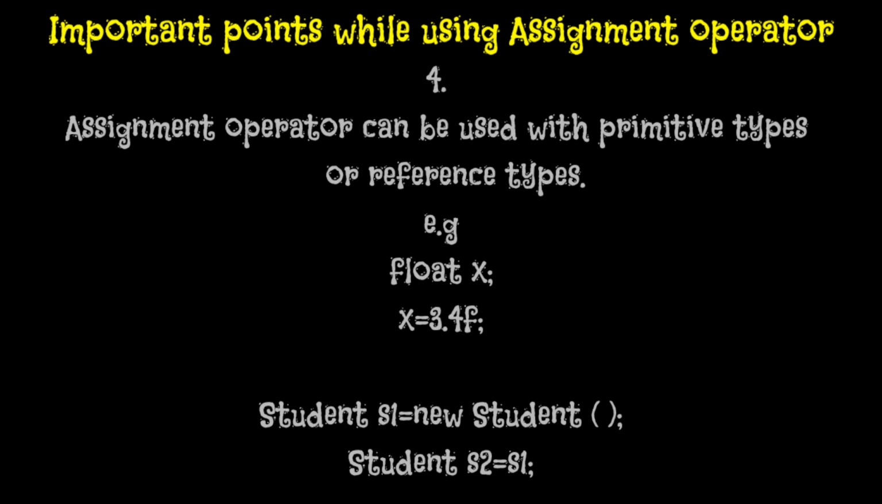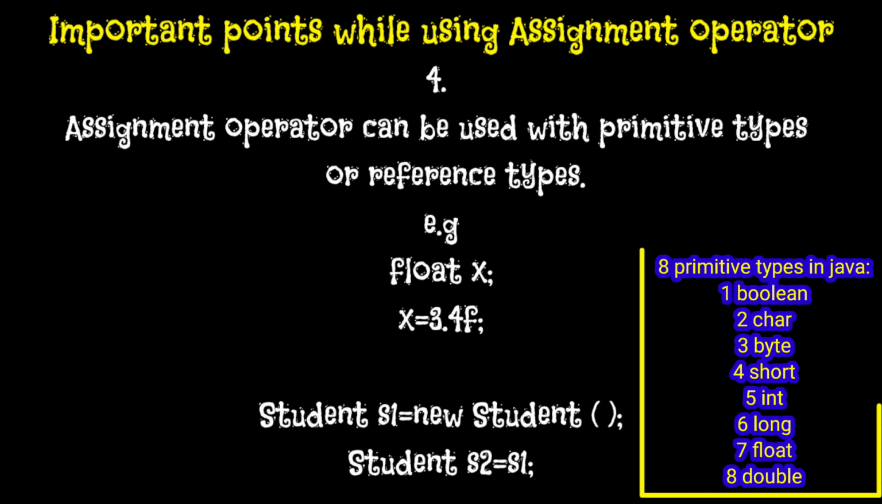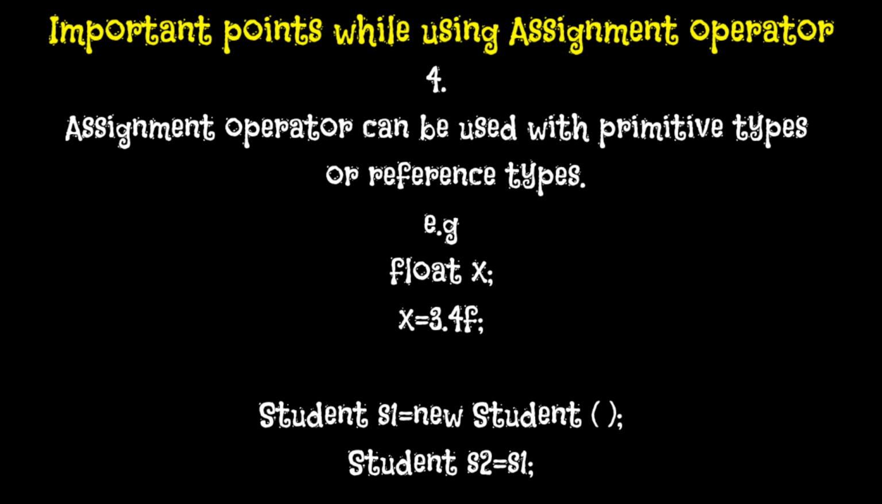Next we have the fourth point, the assignment operator can be used with primitive types or reference types. Yes, we can use this operator with both data types. There are 8 primitive types, and there are some reference types also, like classes, objects, etc. So we can use this with any. For example, float x = 3.4f. So here I am using the assignment operator with the float data type.